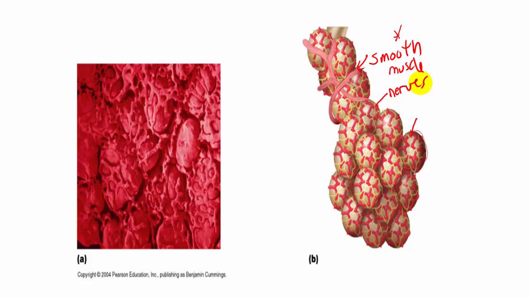The alveoli themselves make up most of the mass of the lung, even though they're too small to see with your eye. In fact, if you took all the alveoli in the lung and spread them out, they would cover the surface of one tennis court. So there's a tremendous amount of surface area for gas exchange.